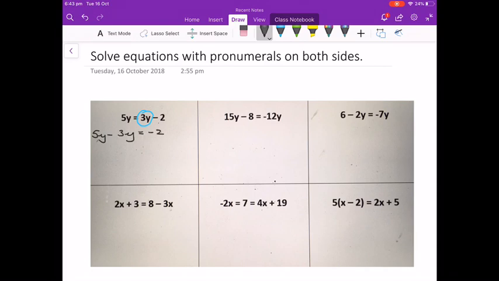And 5y take 3y equals 2y. I'm then going to divide both sides by 2 because I only want one y. And negative 2 divided by 2 equals negative 1.